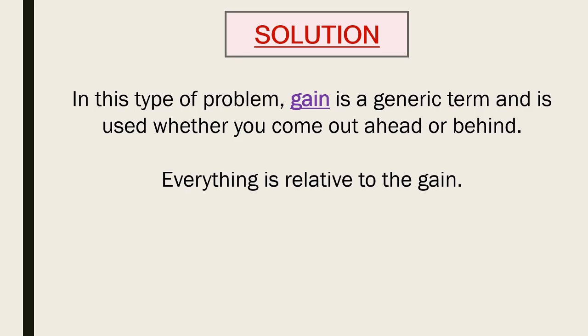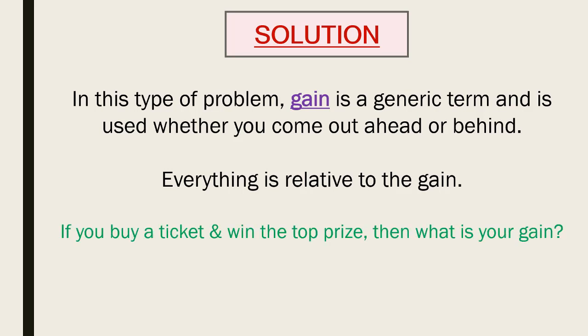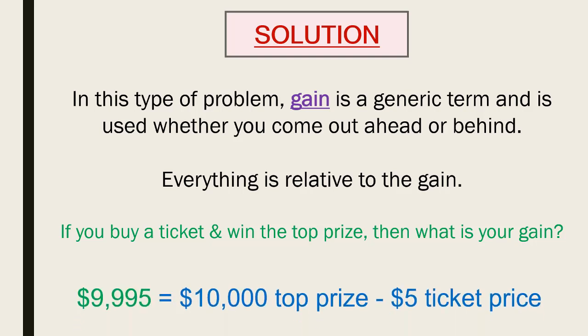So think about this. If you buy a ticket and win the top prize, right? The grand prize was $10,000. If you buy a ticket and win the $10,000 prize, what's your actual gain? Did you gain $10,000? The answer to that question is no, you didn't. And the reason that you didn't gain $10,000 is because you had to pay to play. Right? So your actual gain is $9,995 because it's the prize money, the $10,000, minus the $5 ticket price.